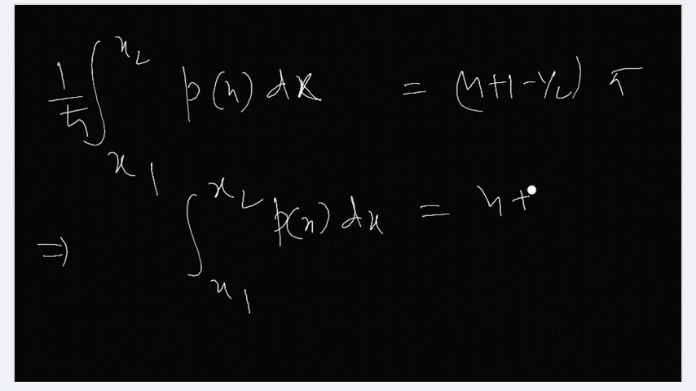n plus half into h by 2. H cut means h by 2 pi. So pi will be cancelled out. So this is h by 2. Okay, so this is the equation.